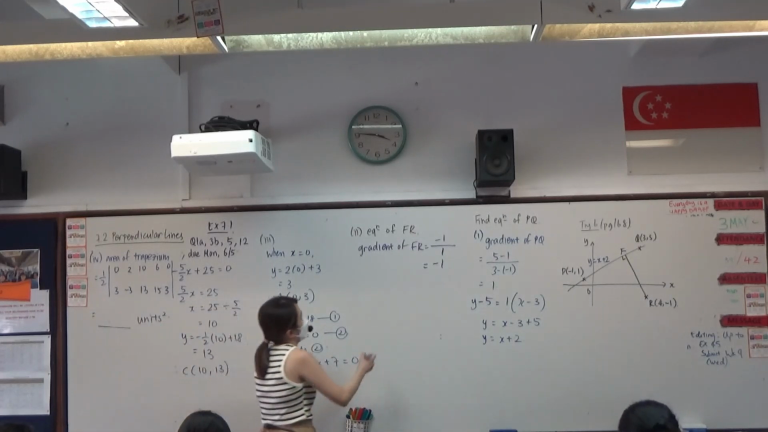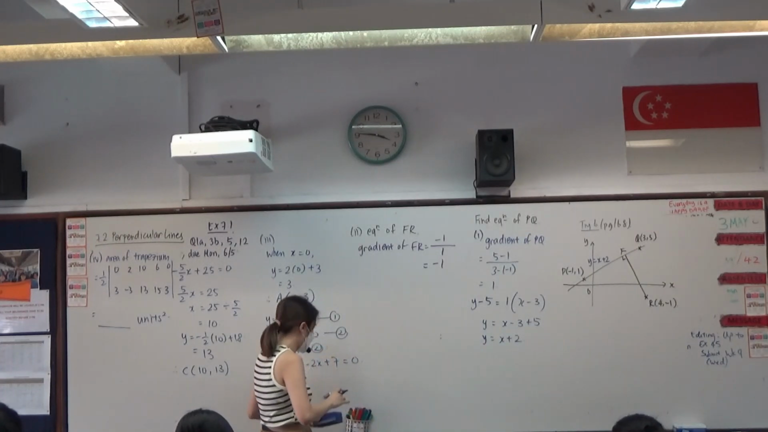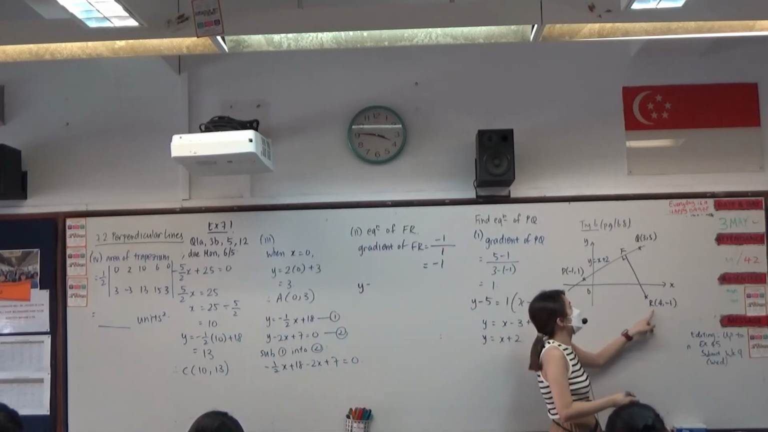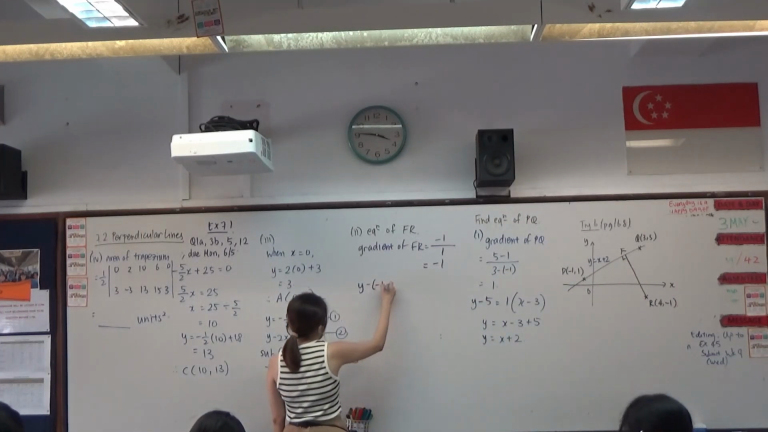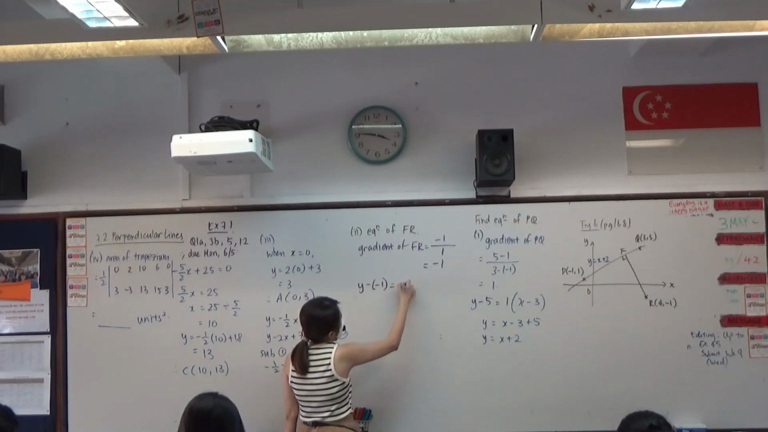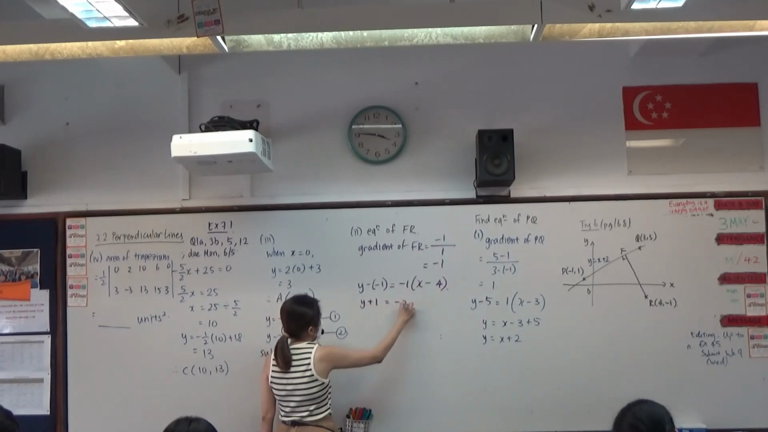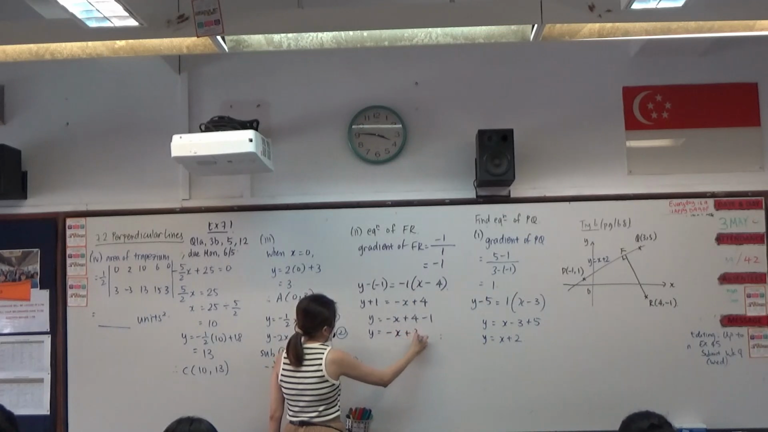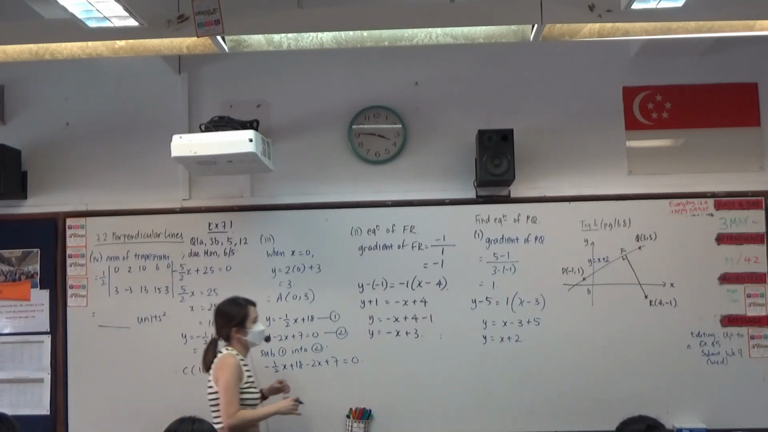Okay? And then your equation of FR will be found by recognizing that R's coordinates have already been given, which is on this line. So we get 4, negative 1. So y minus negative 1 equals the gradient negative 1 times x minus the x coordinate. Hence we get y equals negative x plus 3. That will be the equation of FR.